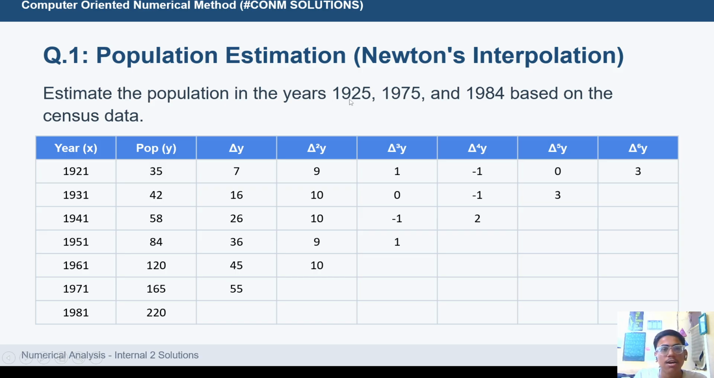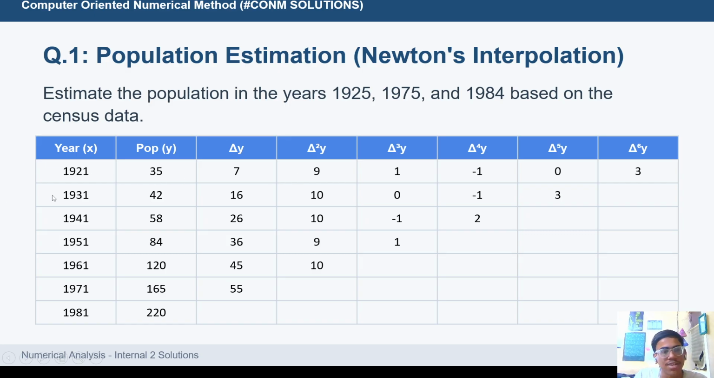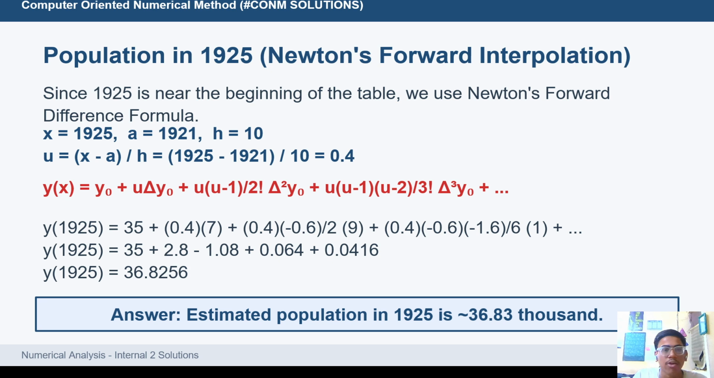Now, for calculating the population in the year 1925, we already see that 1925 is near the beginning of the table. So here we will use Newton's forward difference interpolation. As 1925 lies somewhere around 1921 and 1931, we will use forward difference interpolation for finding the value. Now you already know that the formula for forward difference interpolation is y of x is equal to y of 0 plus u delta y of 0 plus u into u minus 1 by 2 factorial delta square y of 0 plus u into u minus 1 into u minus 2 by 3 factorial delta cube y of 0 plus so on.